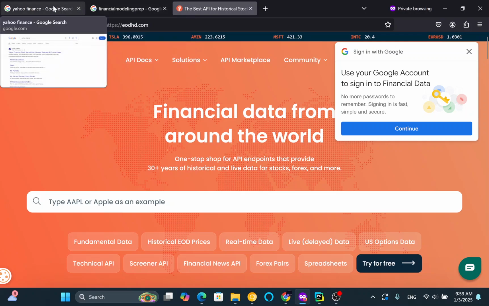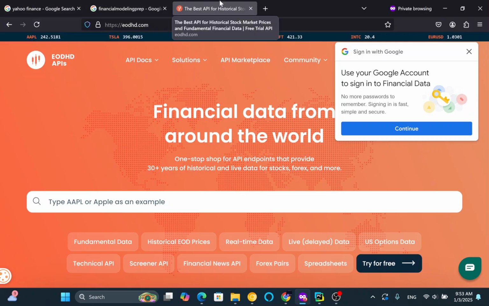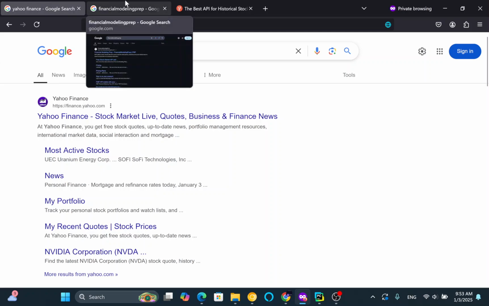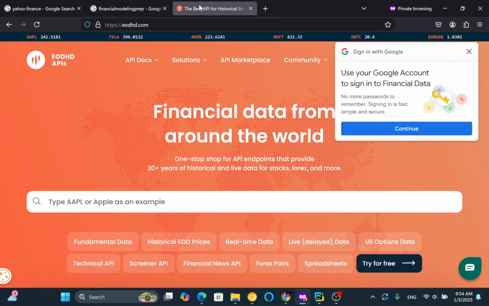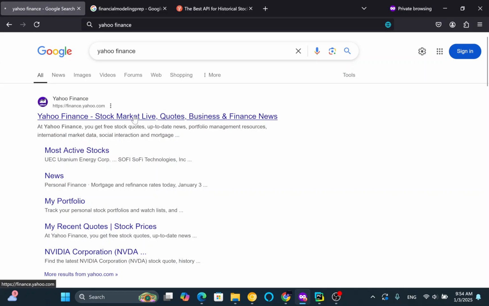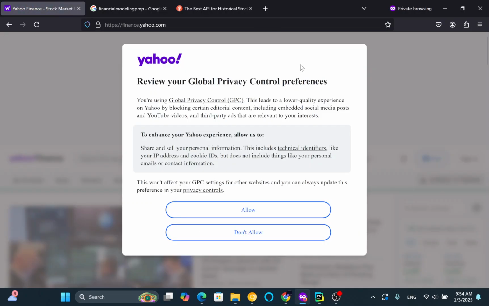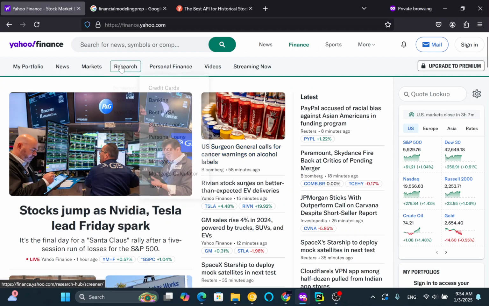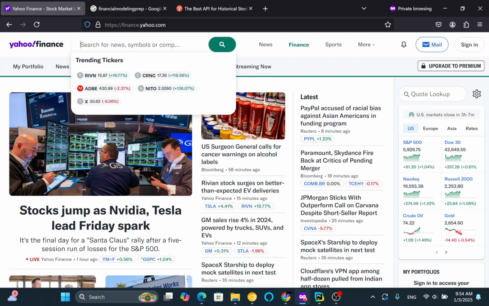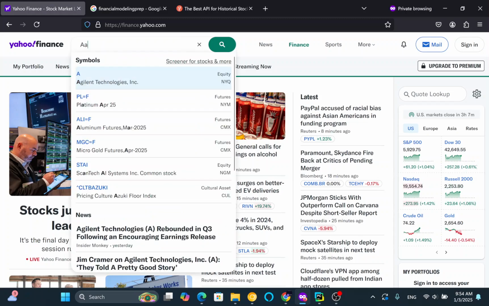Why am I showing you these three? Because those three data providers have APIs, connecting your application to their data sources to get the data. That's why I'm going over these three. But of course there are plenty of them available which provide a user interface. So let's open any stock. Let's go with Apple.